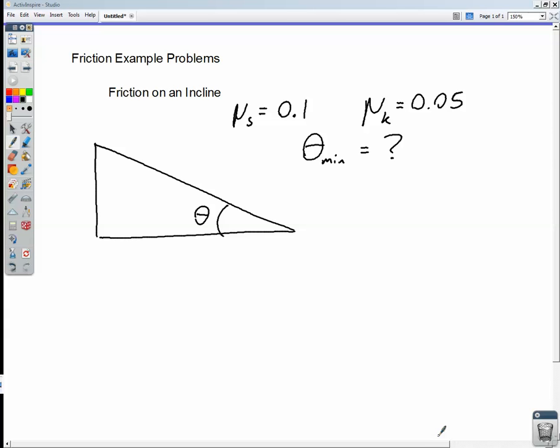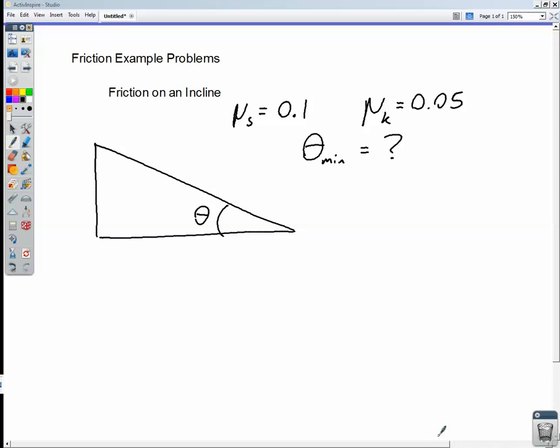Welcome. In this video we're going to look at a couple friction example problems. The first one we're going to look at is friction on an incline. So I've drawn the incline for us, and our textbook tells us that the coefficient of static friction between waxed skis and snow is 0.1, and the coefficient of kinetic friction between waxed skis and snow is 0.05.